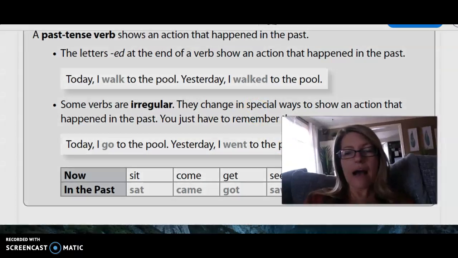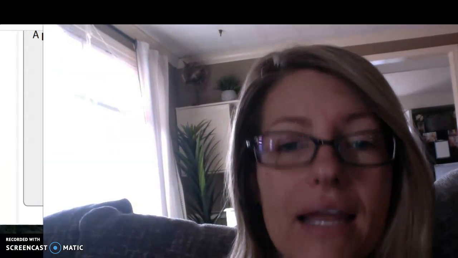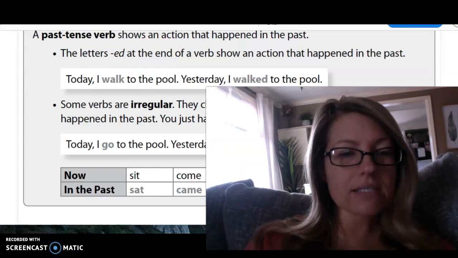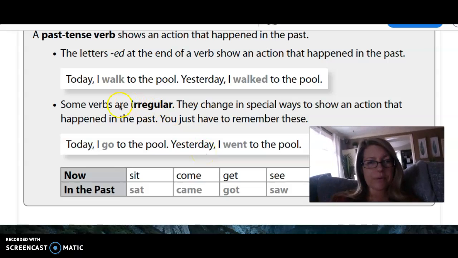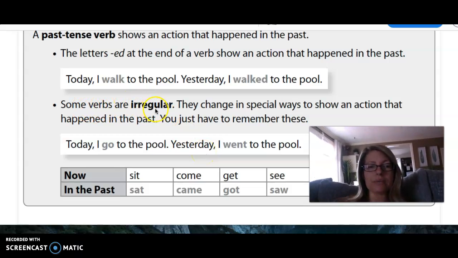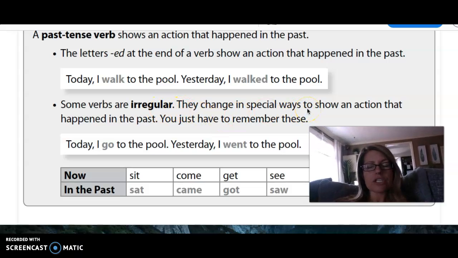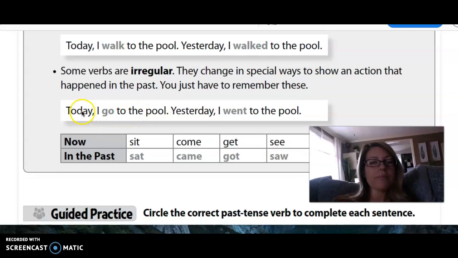Sometimes verbs do not always follow the rules. Sometimes our verbs will not get an ed at the end of them, even if they've already happened in the past. We call these kind of verbs irregular verbs. Okay, so some verbs are irregular, which means they do not follow the rules. They change in special ways to show that the verb already happened in the past. For these, we just have to remember them because they don't just get an ed to the end. The verb changes completely.